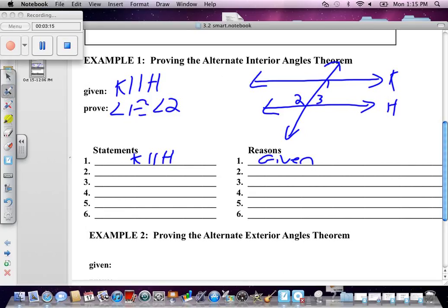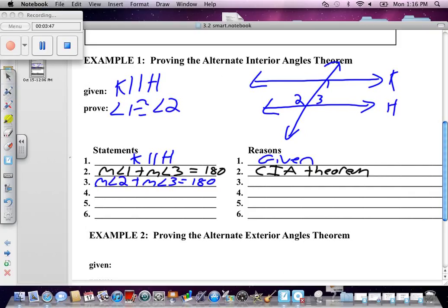Now we're going to say the measure of angle 1 plus the measure of angle 3 equals 180, and we call that consecutive interior angle theorem. And you need to know the difference between which one's a theorem and which one's a postulate. Okay. We know the measure of angle 2 plus the measure of angle 3 equals 180, and what do we call that?